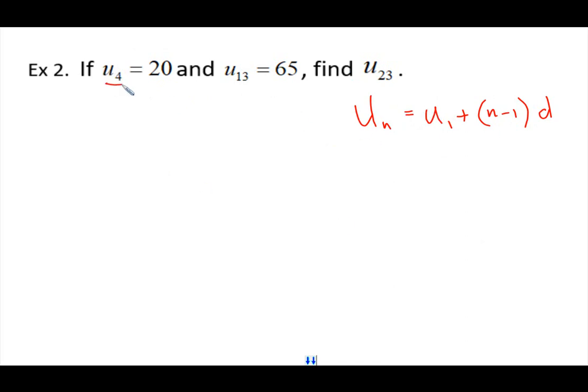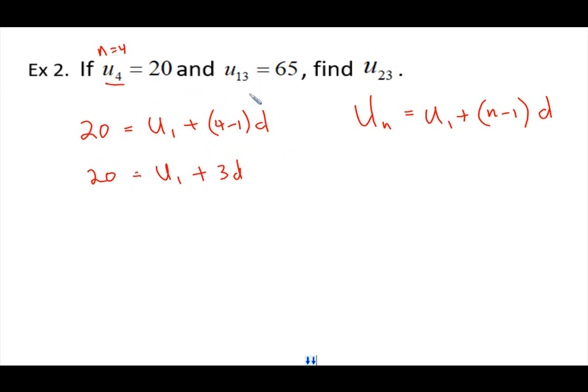Now, we know this is the fourth term, so that means that n is equal to 4. So u sub 4, we're going to have 20 is equal to the first term, which we don't know, so we're just going to keep it there, u sub 1, plus, now n we do know. N is 4, so we have 4 minus 1. Now, do we know the common difference? We don't know that either. So we just plug in what we do know. So this simplifies to 20 is equal to u sub 1 plus 3d, okay?